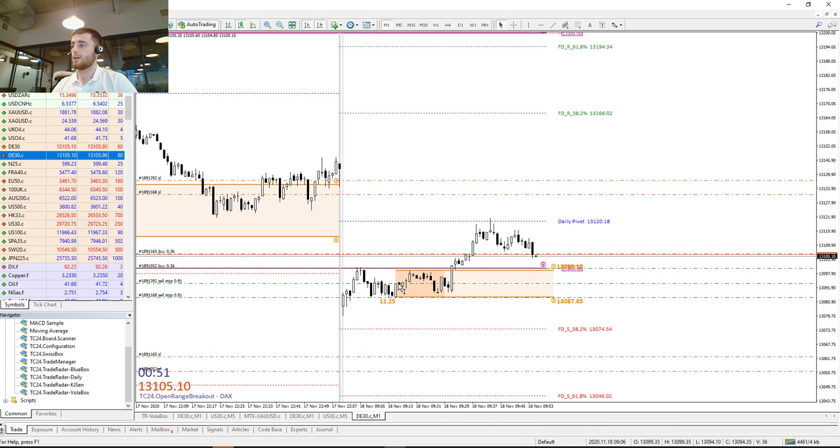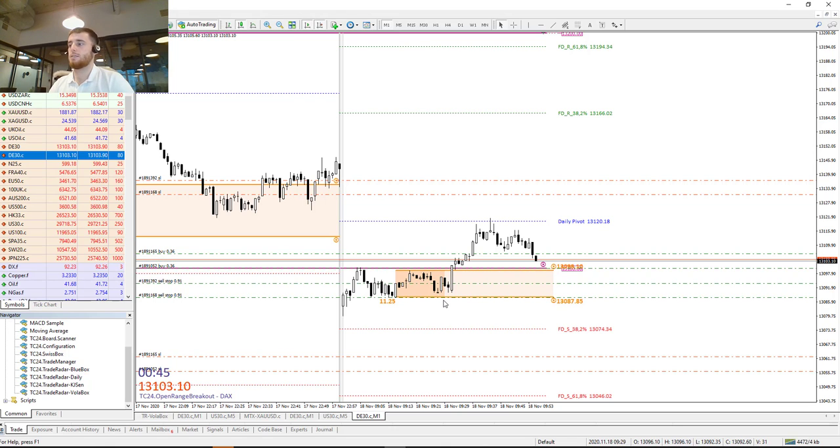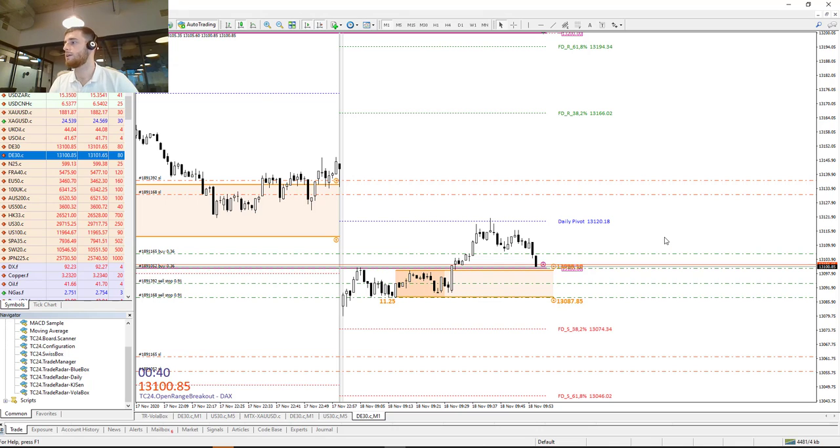So this is our open range. You can see it's just taking the high and the low from these 15-minute gap, and it's telling us that the market is going to move out of that range at some point.